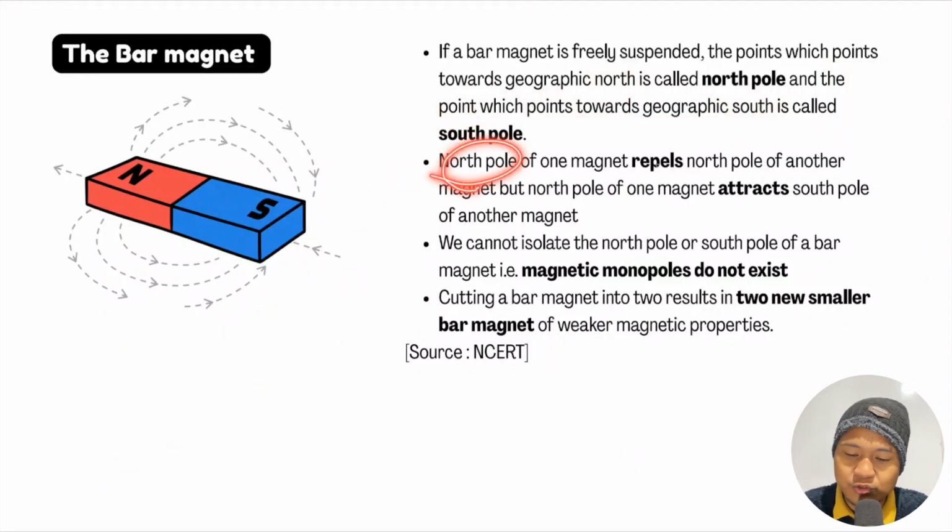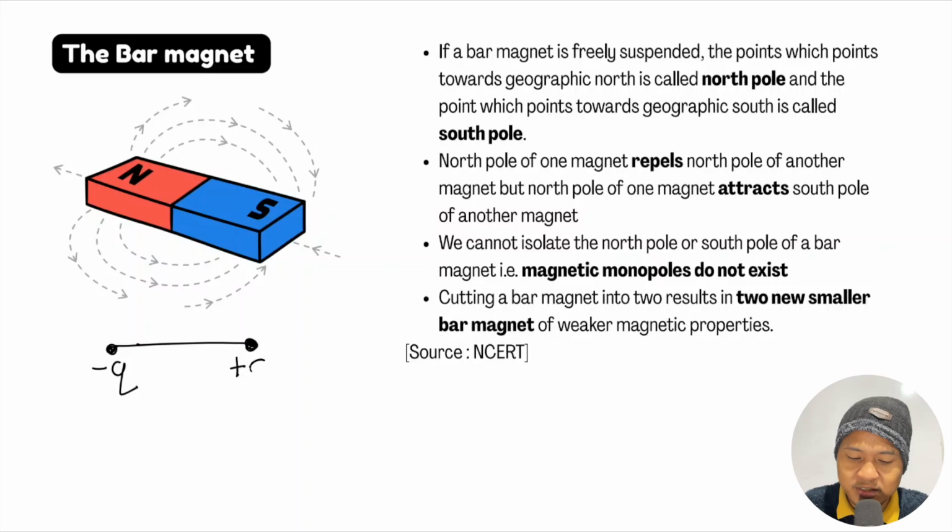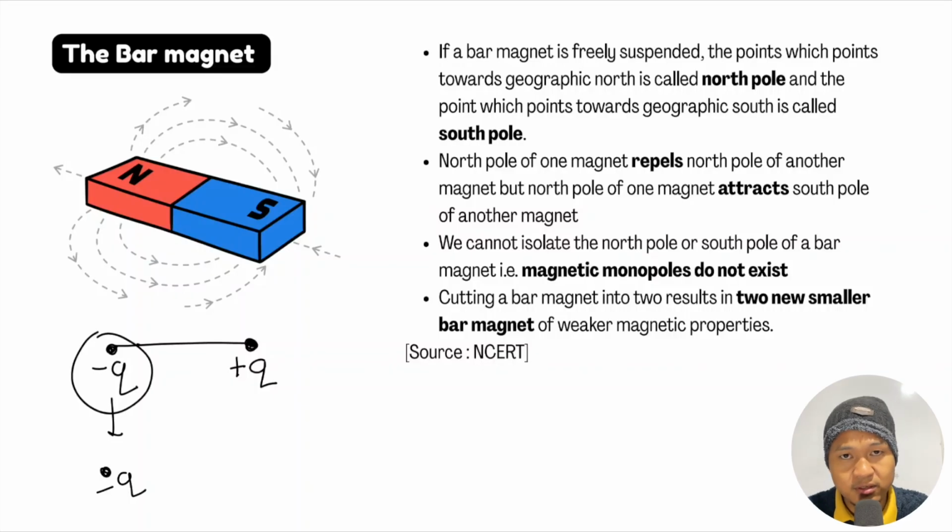A north pole repels a north pole, and a south pole repels a south pole. But a north pole will attract a south pole. So basic stuff. We cannot isolate a north pole and a south pole. But in an electric dipole, if you have a negative charge kept at some separation from a positive charge, I can remove them separately and have a single minus charge.